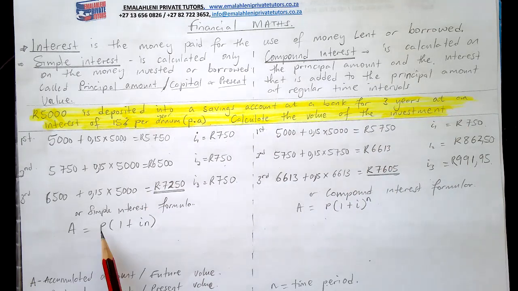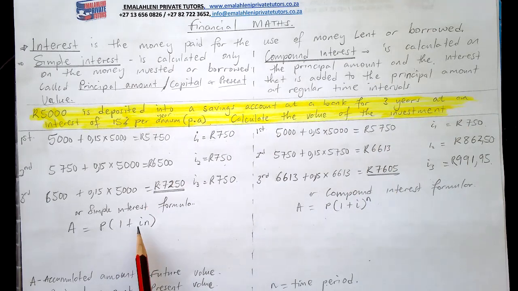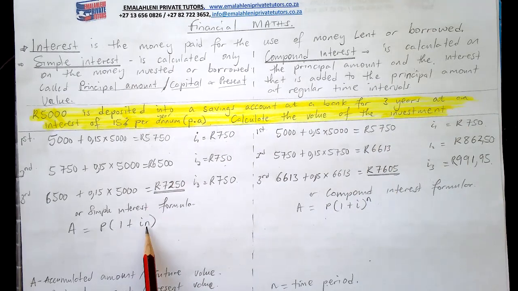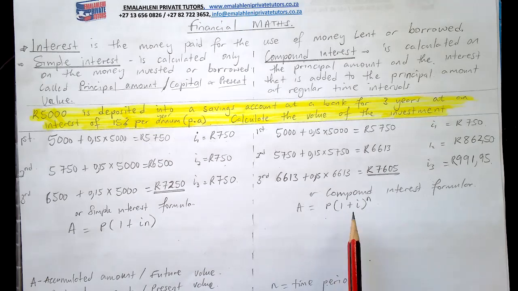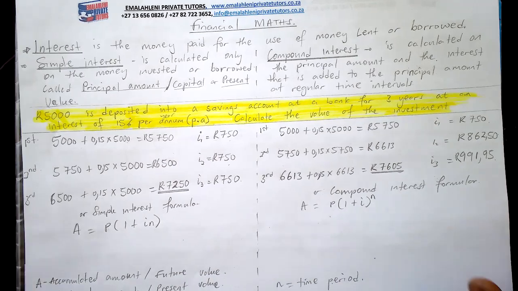A is equal to P times (1 plus I times N), where I is your interest. That's your simple interest formula. Then the compound interest formula is A is equal to P, which is the principal, times (1 plus I) to the power of N. So that's what we have here, the formulas.